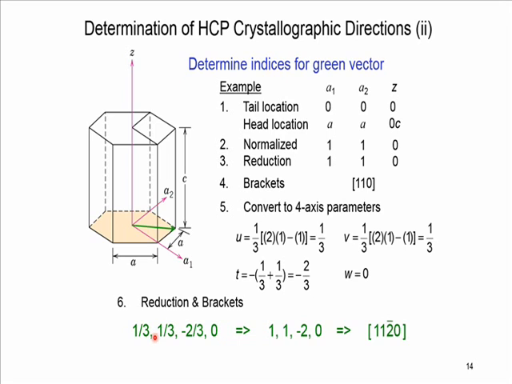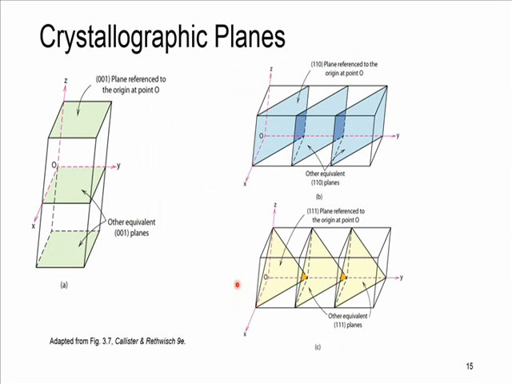We make it 1. How? By multiplying it by 3. So this one is going to be 1, this one 1, and this one -2, and 0. So we have these 4 values, and then we enclose everything inside this bracket, and this is showing our HCP crystallographic direction.